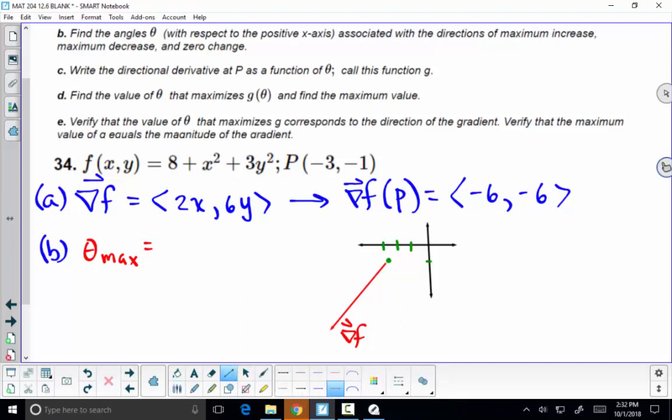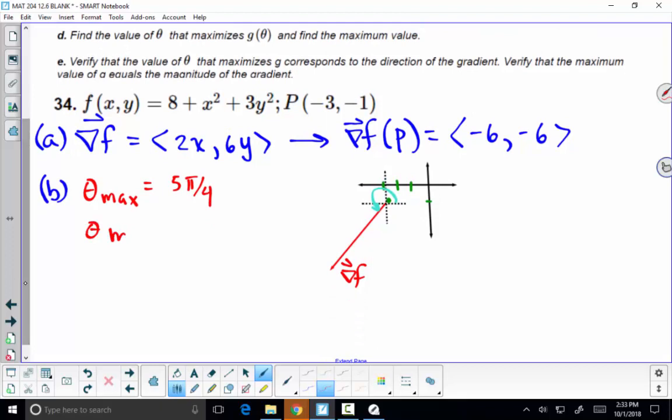If we imagine a little coordinate system right there, the angle is always measured from the positive x-axis, so it's going to go that way. That would be 5 pi over 4. So that'll be the angle for max increase, 5 pi over 4. And theta for the minimum increase or maximum decrease, however you want to think of it, will be pi over 4.